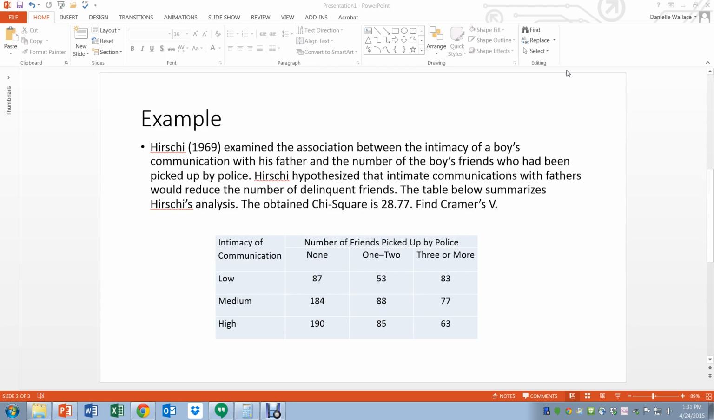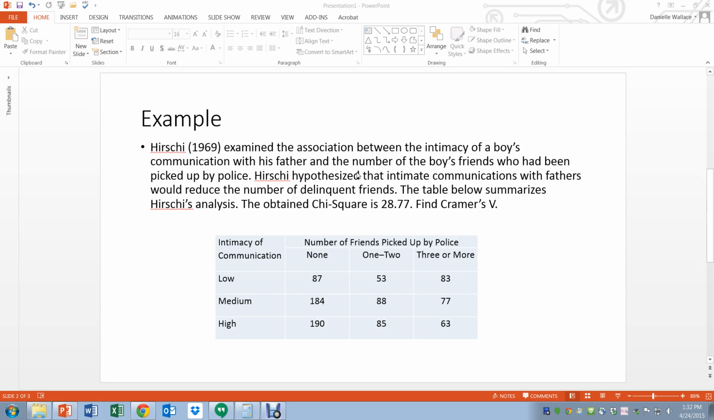Find Cramer's V. Now remember that Cramer's V is a measure of association statistic for frequency distributions or frequency tables of two variables that are categorical. The most important thing to remember about Cramer's V is that it's for tables that are larger than 2 by 2 tables. If it's a 2 by 2 table, then the only thing you need to find is the phi coefficient.